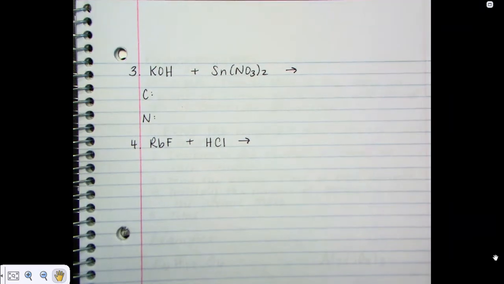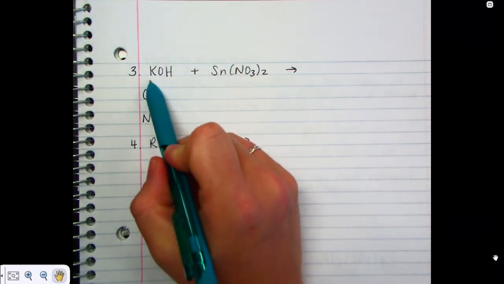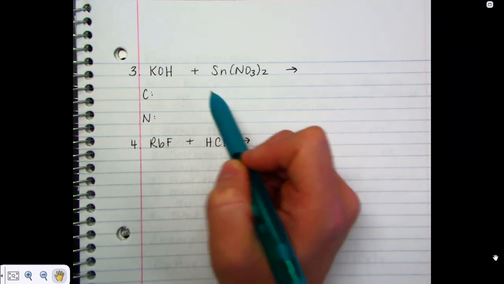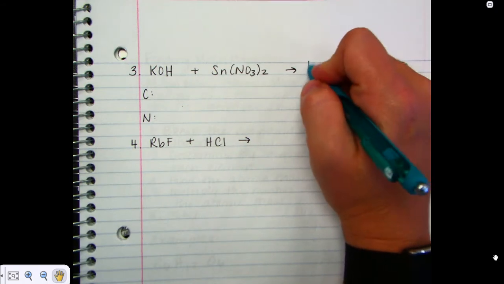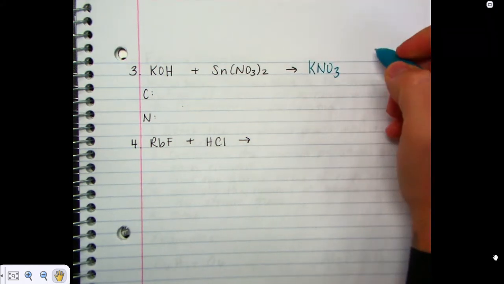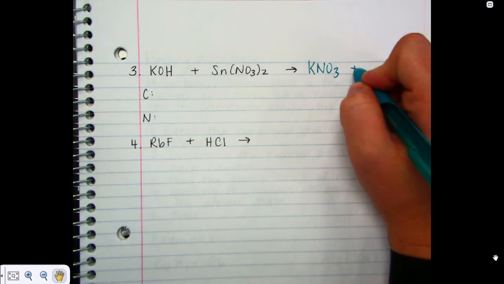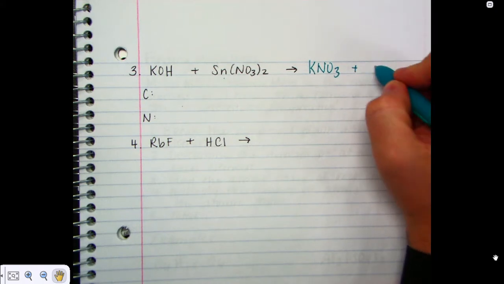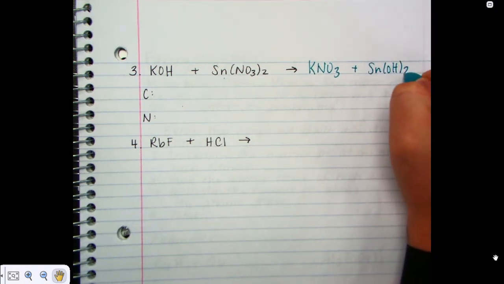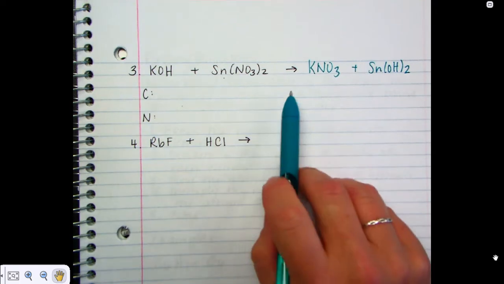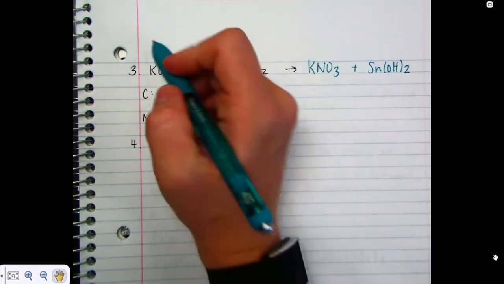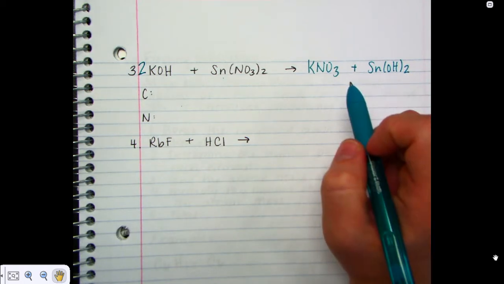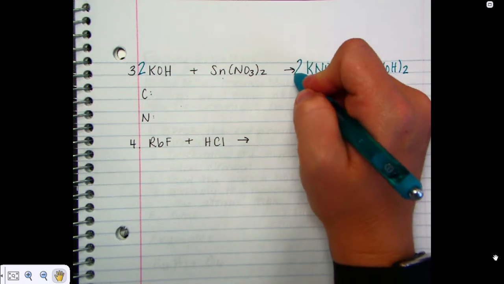So again, first step, predict my products, KOH and Sn(NO3)2. So K is going to go with the NO3. So KNO3 plus, the tin looks like it must be plus 2 because nitrate's minus 1 and I have 2 of them. So Sn(OH)2. All right, for balancing, I have 2 OHs, so I'm going to place a 2 here. And what else? 2 Ks and 2 NO3s, so a 2 there.